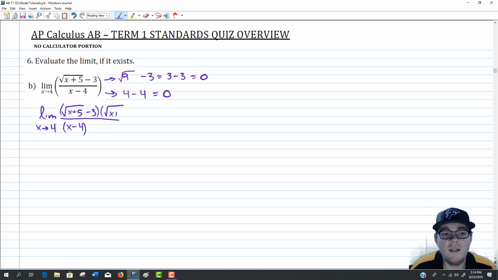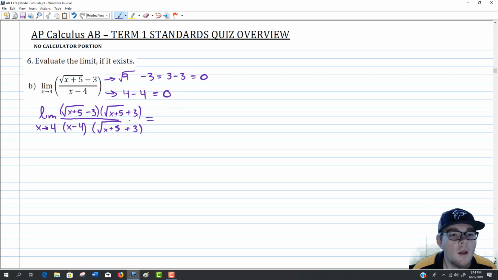So I'm going to multiply, as I said earlier, by the conjugate, which is the square root of x plus 5 plus 3. And I've got to do it in the denominator as well. So there is our new limit. This is just a new algebraic form of it. Doesn't look like it's gotten better, but of course, it's always darkest before the dawn.